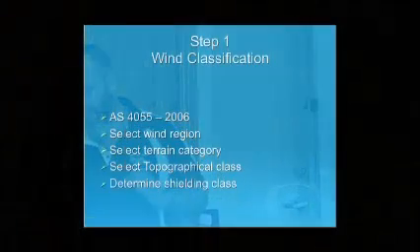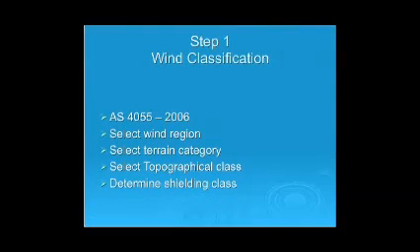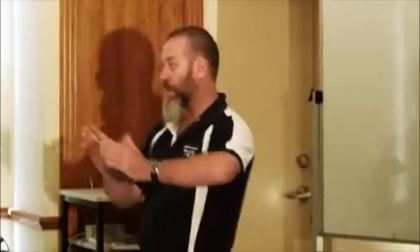Wind classification. The first step is to select the wind region. Now, the majority of Australia is wind region A, and it's about the distance between the coast and where you're actually building the house. Wind region B starts at about 27 degrees latitude, and it starts at 50 kilometres from the coast. It's between 50 and 100 kilometres from the coast. Starts at 27 degrees and goes right around to 27 degrees latitude in Western Australia.